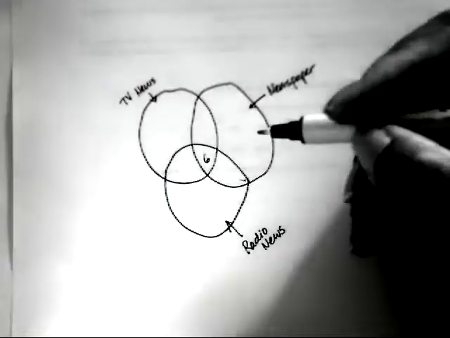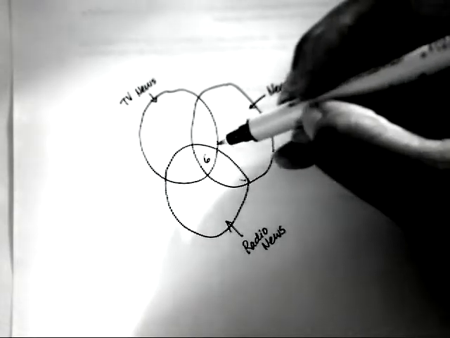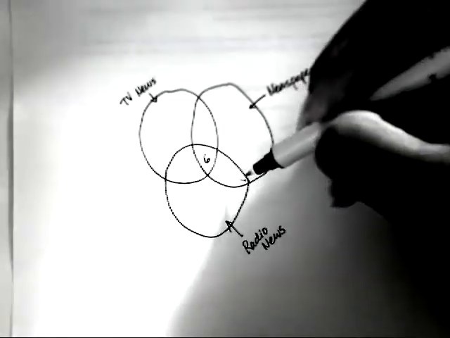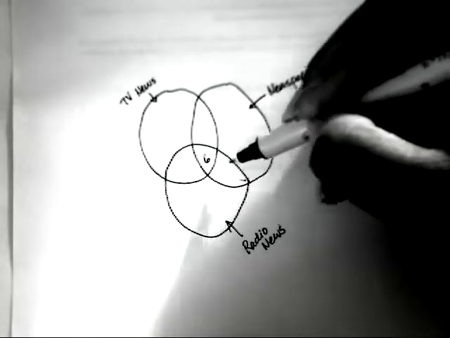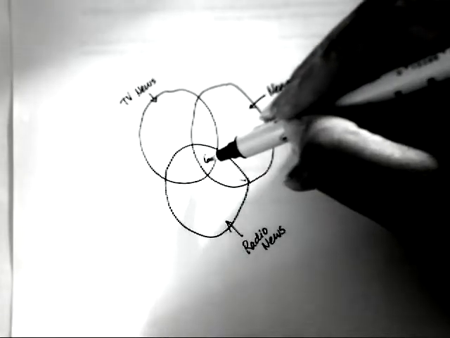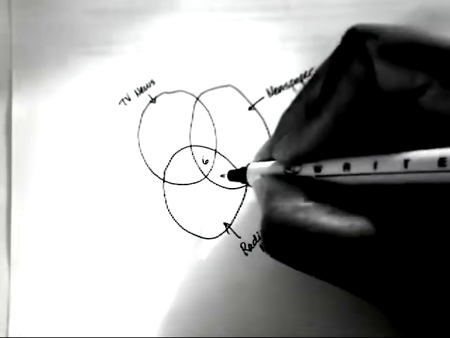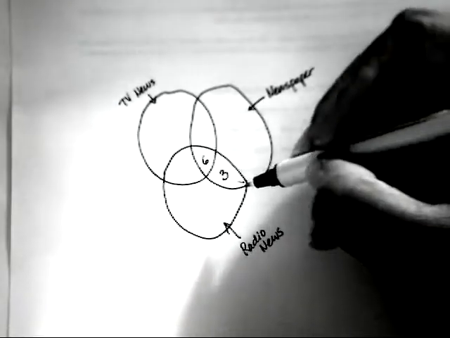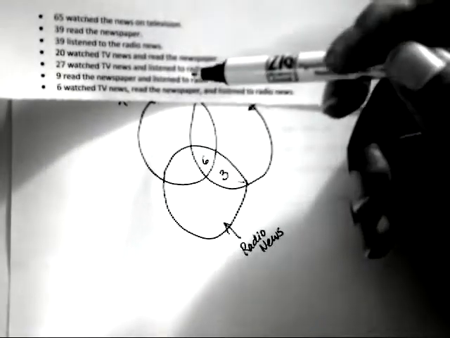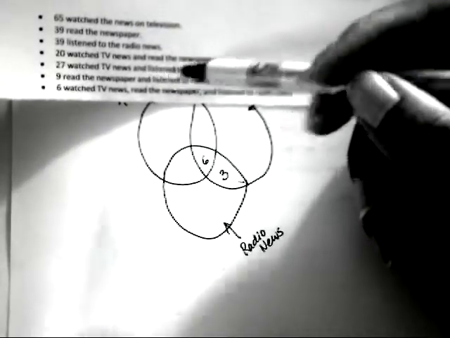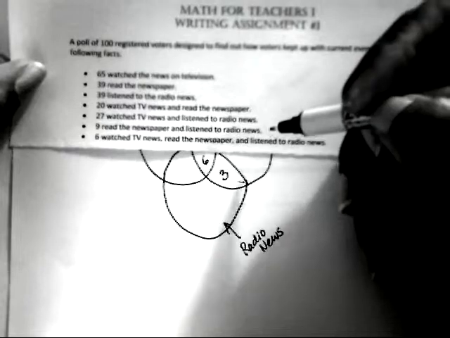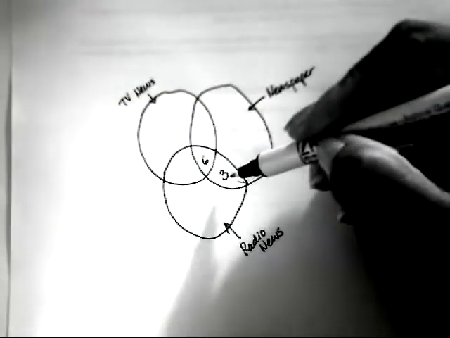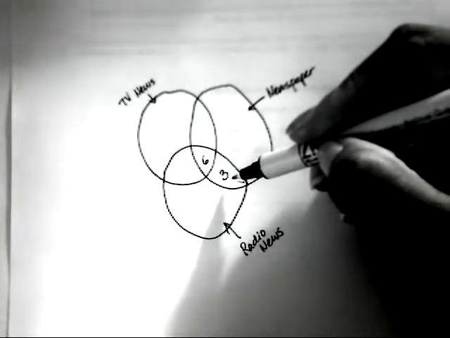And then the next one is 9, read the newspaper and listened to radio news. Let's find the intersection of newspaper, which is going to be this part right here, and radio news. Here's newspaper, and that's radio news. We've already got 6 here, and we say 9 read the newspaper, so let's subtract 6 from 9 to get 3. Okay? So in this case here, it only says 9 read the newspaper and listened to the radio news. Now, had it had the word only, then we would put the 9 here. But since it doesn't have the word only in this particular situation, then we need to subtract the 6 from the 9 to get this 3 right here.